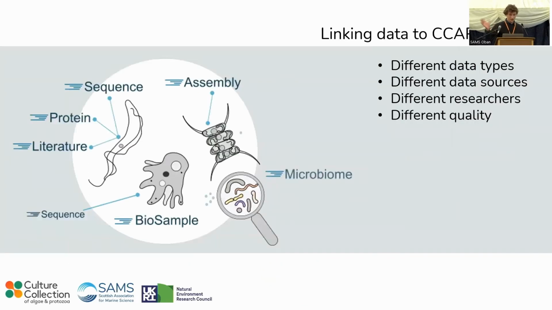So this infographic summarizes the big idea, which is there's all kinds of different data types out there, but can we link them back to the CCAP strain cultures? This is quite a challenge because they're all in different forms. They're coming from different data sources. Different researchers around the planet have collected them, so have we. And the quality of the data often varies. So there's a lot of thinking involved in how we can centralize this, tidy it up, and make it readily available.